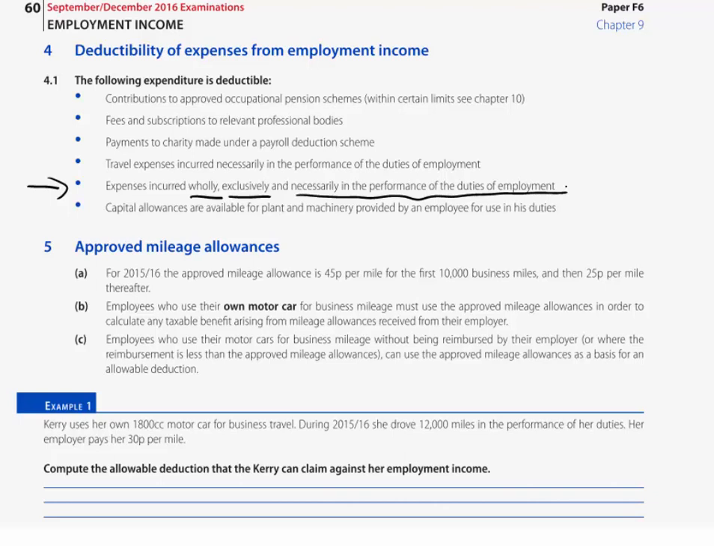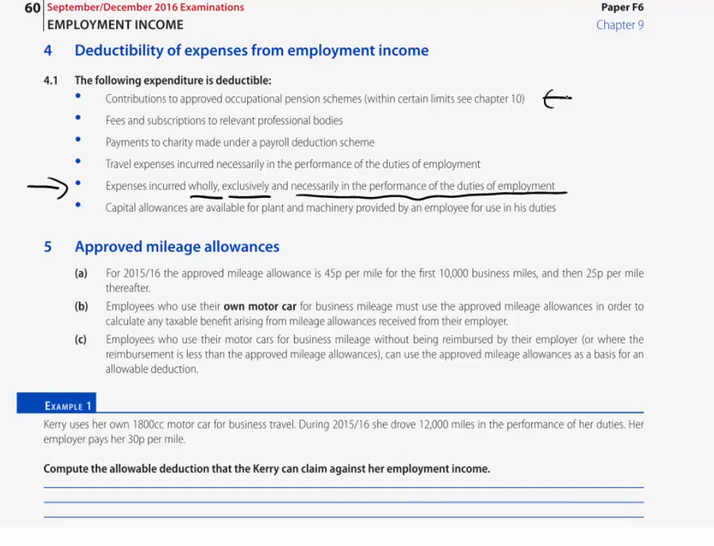Now, what we'll discover is that there are certain specific expenses that we would be on the lookout for that will indeed satisfy those rules and will be allowable. But the generic rule must be incurred wholly, exclusively, and necessarily in the performance of the duties of employment. Now, specific ones to look out for in terms of deductibility of expenses. Expenses therefore incurred by the individual in that employment, in the performance of the duties of employment, that will be allowable.